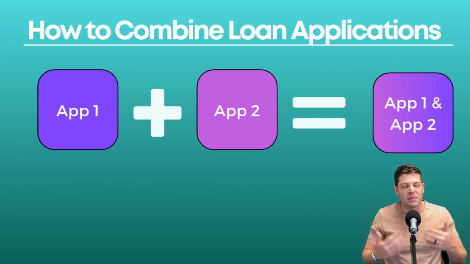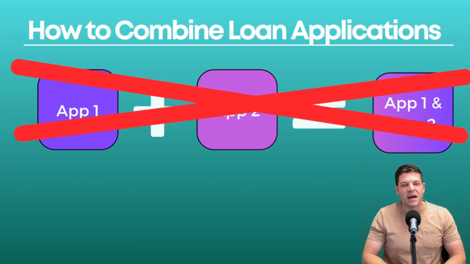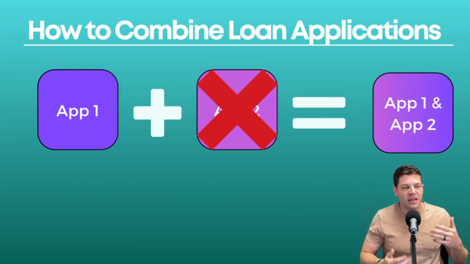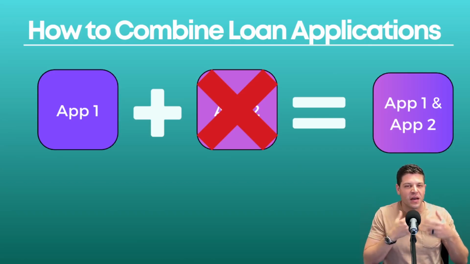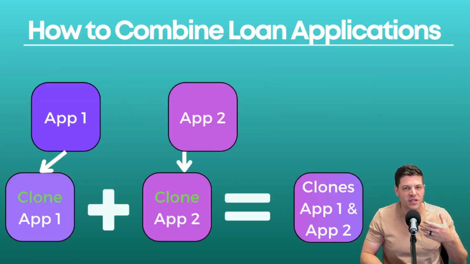So that is how to combine two applications. I actually don't recommend this style. The reason why I don't recommend it is because it doesn't allow us to manipulate applications. You end up with the first application and a combined one, but you can't manipulate the second co-borrower's application.